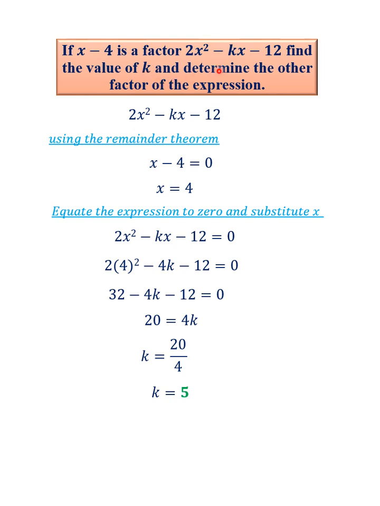So we've got the first part of the question that says we should find the value of k. The value of k here is 5, which means the expression is actually 2x squared minus 5x minus 12, for which x minus 4 is a factor. This is a quadratic expression, which means it has one other factor, and that's our next target, to determine the other factor of the expression 2x squared minus 5x minus 12. Follow me to the next page.